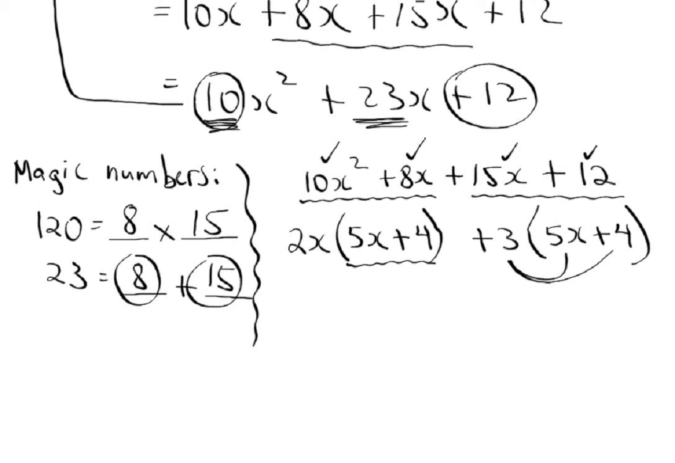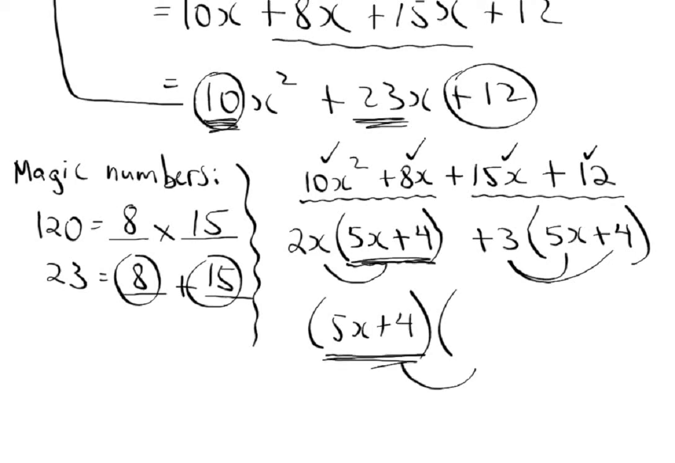And then the last step in this process is to group everything together. You've got your 5x plus 4. And what you're multiplying that by, well, you've got 5x plus 4 times 2x. So I go, okay, 5x plus 4 times 2x. And then over here, I've got 5x plus 4 times 3. So I go, 5x plus 4 times 3. And when you do that, you end up with your factored answer.